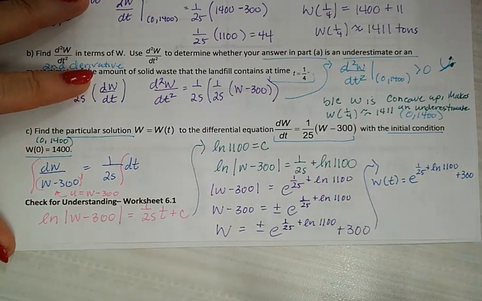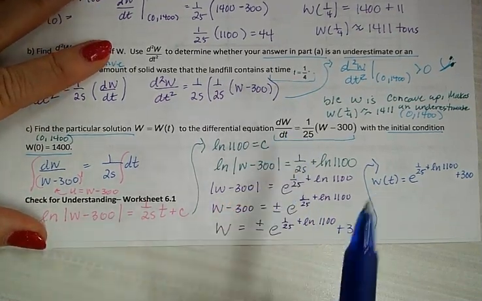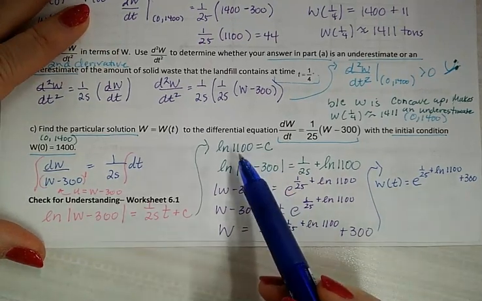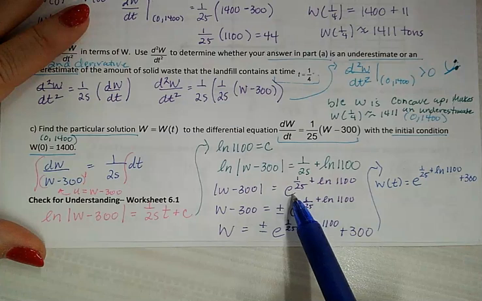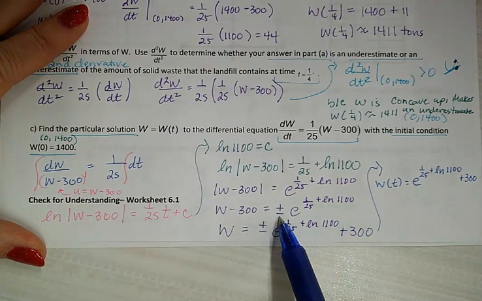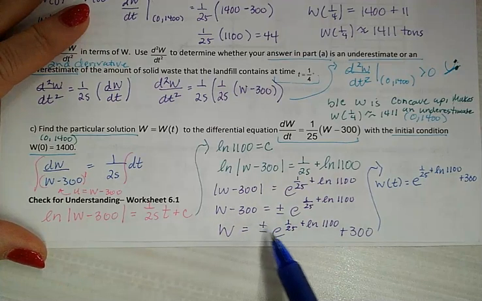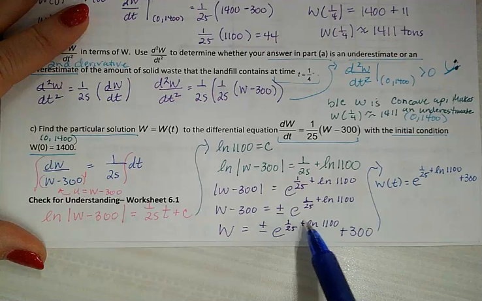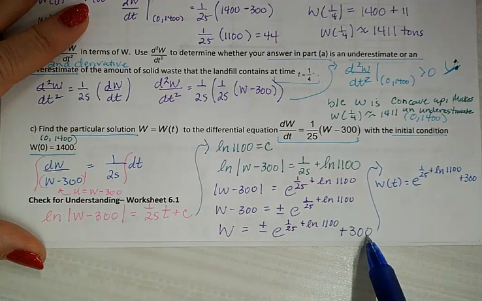And then our last step is just to go ahead and solve for the Y value of the differential equation. So to get rid of my natural log, I raise this side to base E. To get rid of the bars, this side becomes plus or minus with the E. Then I can move the 300 over, so I have plus or minus E to the 125th plus natural log of 1100, plus down here in the bottom plus 300.